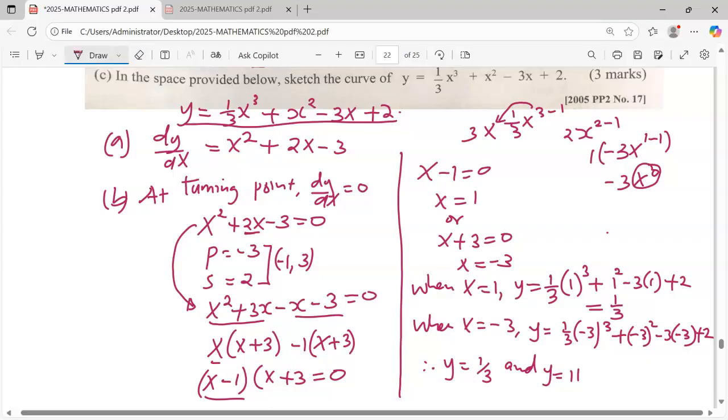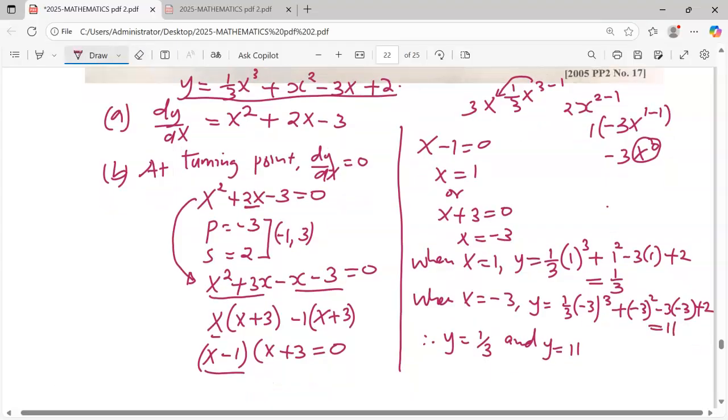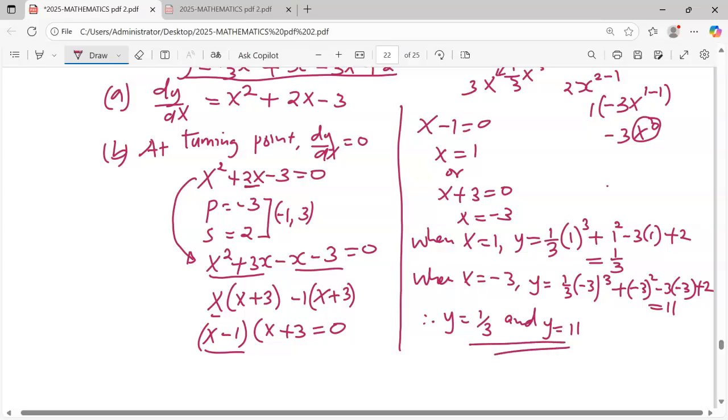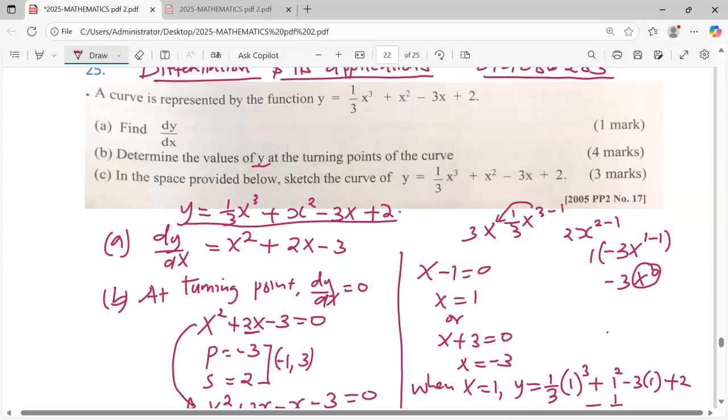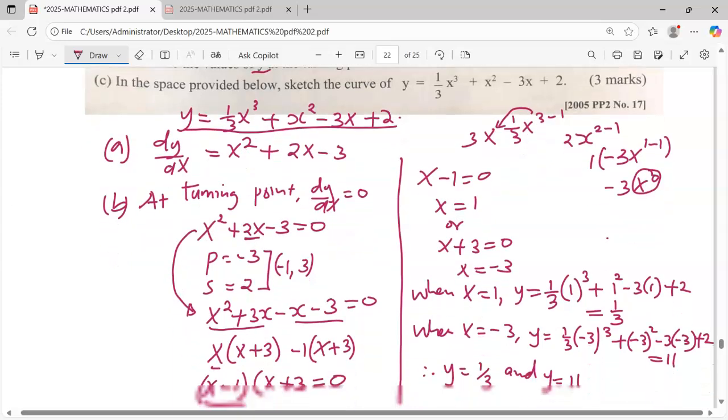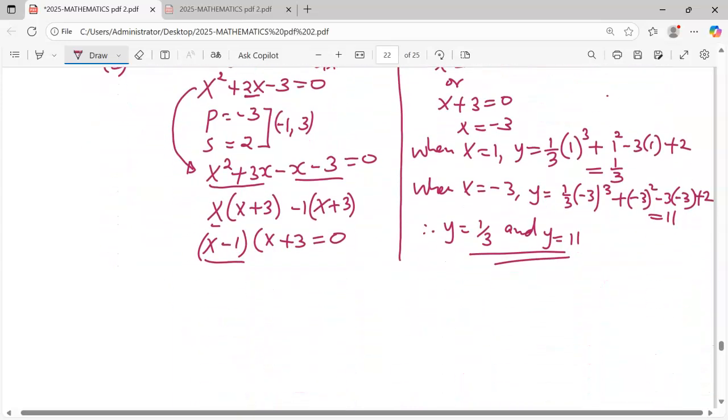Once we have done that, we have answered this particular question very, very well. We now move to part C of the question. In the space provided below, sketch the curve of y equals a third x cubed plus x squared minus 3x plus 2. What we are going to do when it comes to curve sketching, we are first going to identify the stationary points.